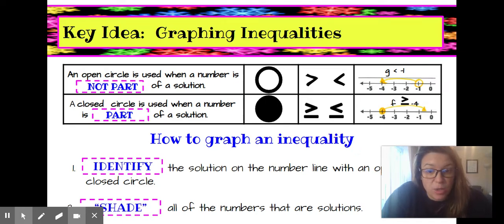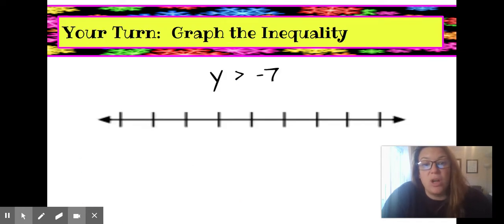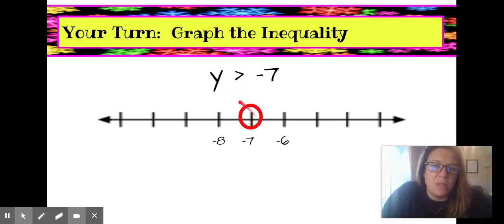So first you decide open or closed, and then you're going to draw an arrow. For this one, it says y is greater than -7. If I put a -7 in for the y, this will not be true. -7 is not greater than -7, it's equal to it. So I want an open circle there because I'm shielding it out. It's not part of the solution. And I want to shade all my numbers.